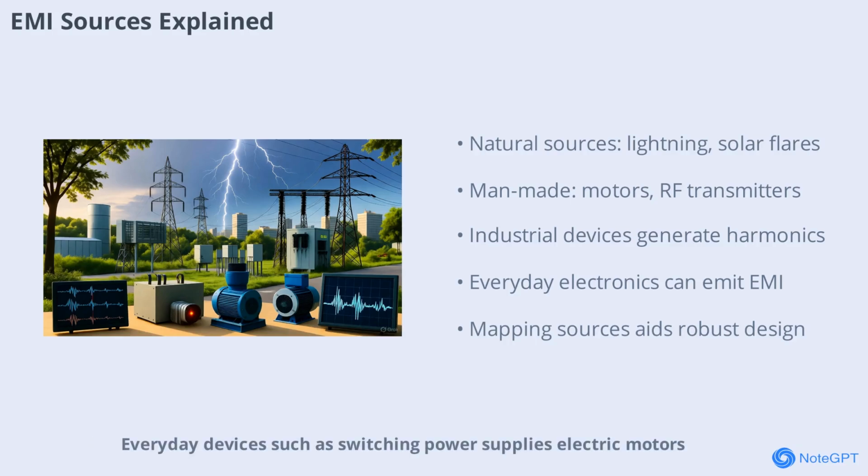Everyday devices such as switching power supplies, electric motors, RF transmitters, and even fluorescent lights can generate EMI. For example, variable frequency drives in industrial motor control systems produce harmonics that travel through shared power buses, turning ordinary equipment into unexpected EMI emitters. Even digital clocks and microwave ovens can create interference during their on-off cycle. Understanding where EMI comes from helps engineers map out potential interference paths and design systems that are more resilient to these disturbances.